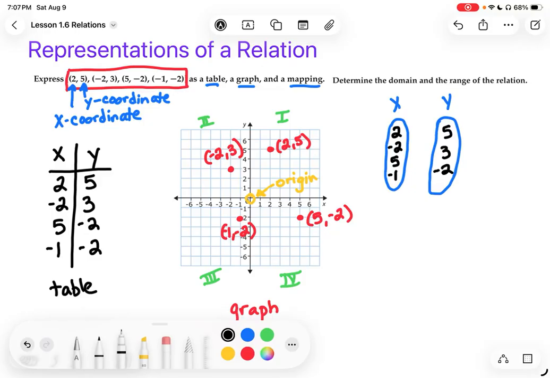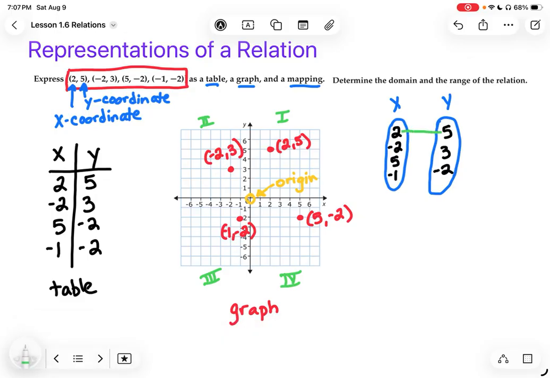And what makes a mapping unique is that the way we indicate which x's and y's go with each other is by drawing arrows. So our first coordinate was 2, 5. So we draw an arrow going from the 2 to the 5. Then negative 2, 3 has an arrow connecting those. And then the 5 goes to negative 2, and so does the negative 1. So we have an arrow going from the 5 to the negative 2, and also from the negative 1 to the negative 2. And that's how you do a mapping.